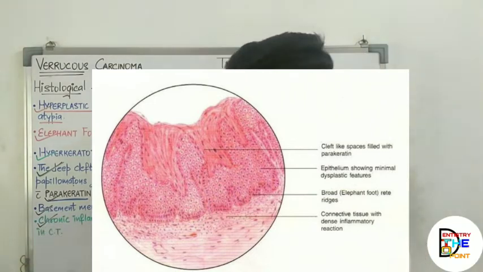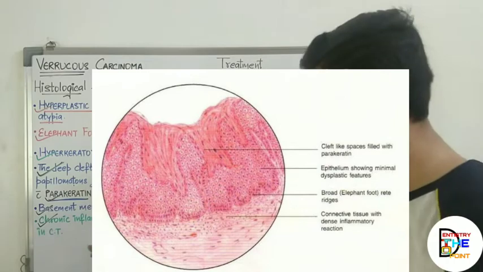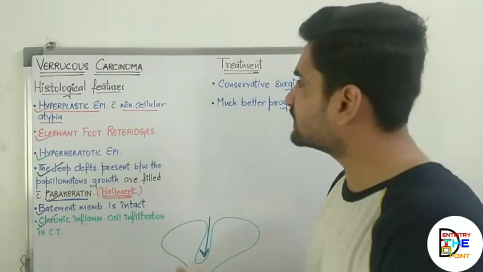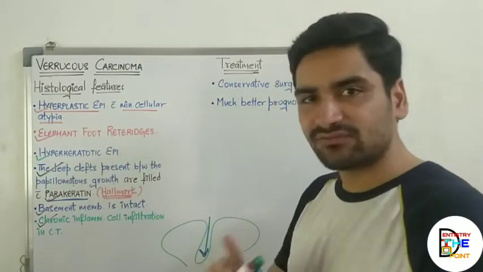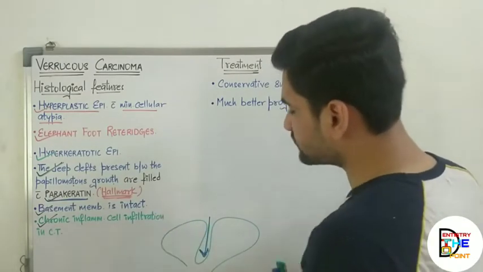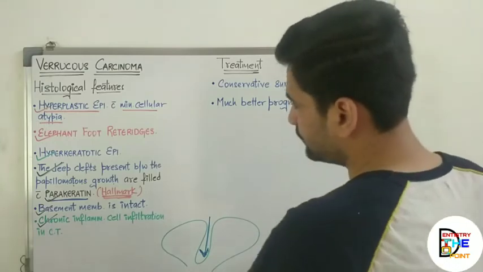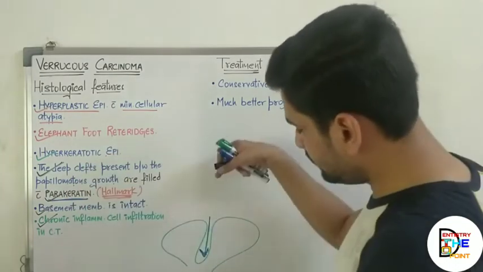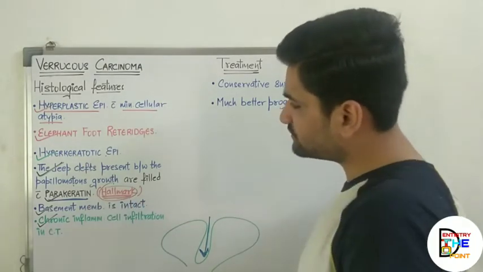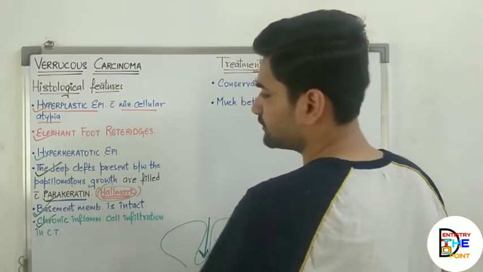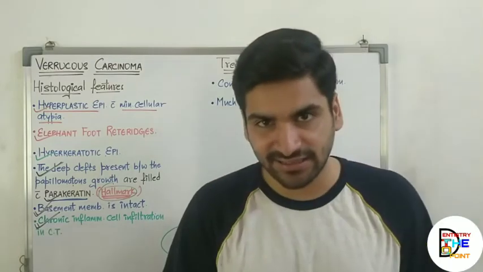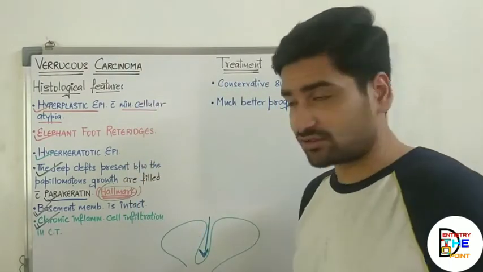And lastly, जो भी connective tissue part रहेगा epithelium के नीचे, it is going to have chronic inflammatory cell infiltration, right? So these are the histological features. क्या क्या है? Hyperplastic epithelium with minimum cellular atypia, elephant foot rete ridges which are broad and the borders appear as if they are pushing into the connective tissue, hyperkeratotic epithelium और deep clefts के बीच में आपको parakeratin भरा हुआ दिखेगा which is a hallmark of verrucous carcinoma. Next, basement membrane is always going to be intact. And lastly, chronic inflammatory cell infiltration is seen in the connective tissue. So this is all about histological features.